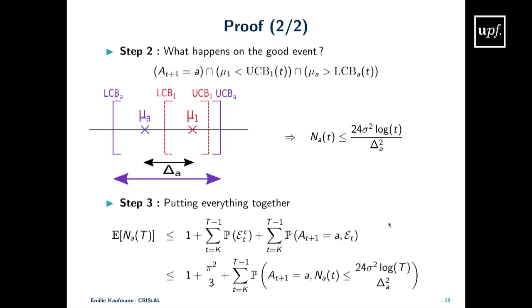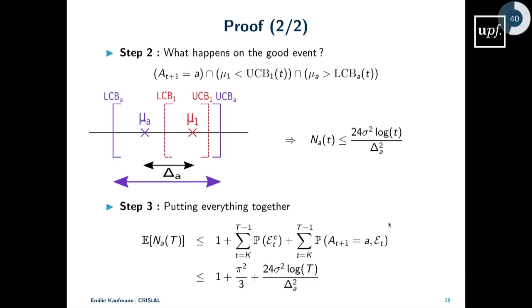And here we get something that sums to a constant. And here we get the sum of the probability that we selected arm A while the total number of selections was smaller than this. So it's not hard to convince you that in total this cannot be larger than this because of the constraint that we have here. So this gives us the nice upper bound that I gave you before, which leads to what is called a problem-dependent bound on the regret.